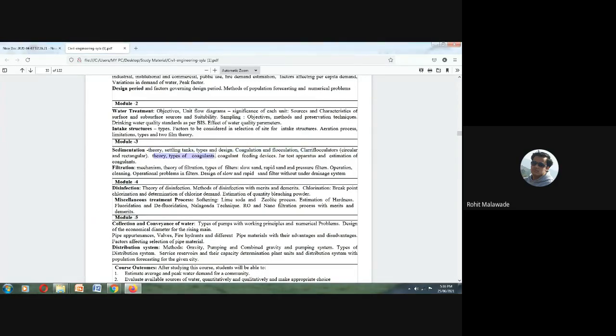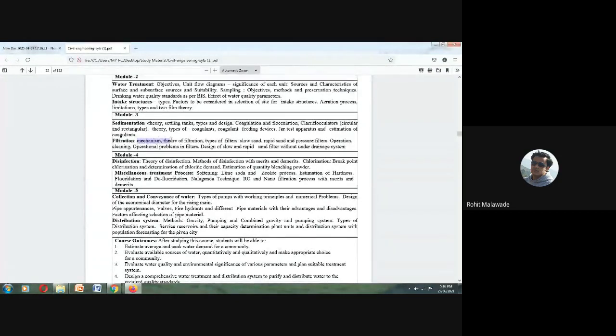theory, types of coagulants, coagulant feeding devices, jar apparatus, estimation of coagulants, and filtration. In filtration, we have finished the different mechanisms: electrolytic method, mechanical straining, coagulation. And the theory of filtration, how it filters, types of filters, slow sand filters, rapid sand filters, and pressure filters. Operation, cleaning, and operational problems in filters we have seen.